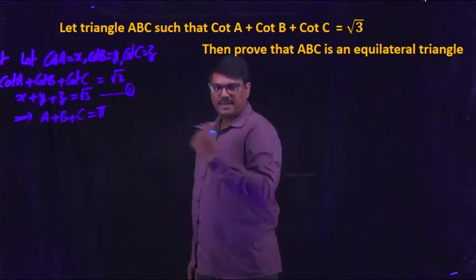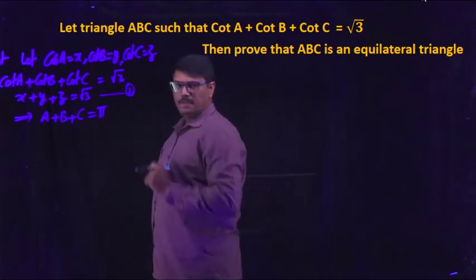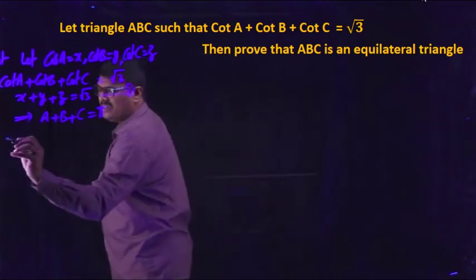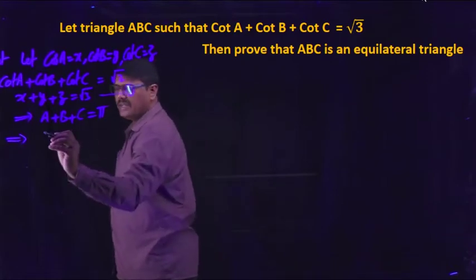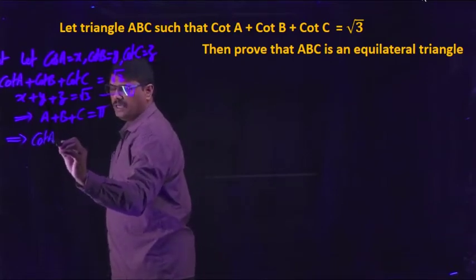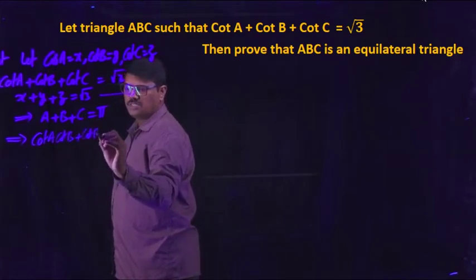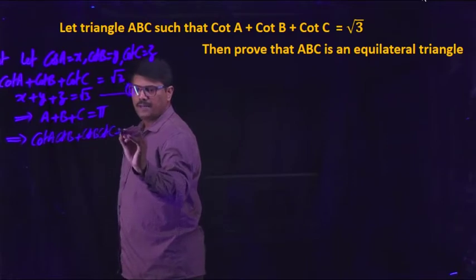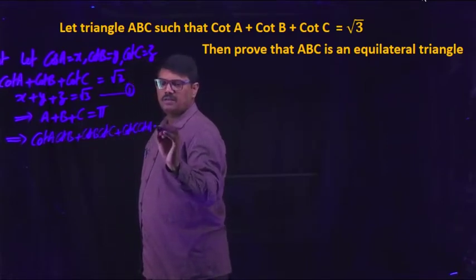Already in our previous video, we have one concept. If A plus B plus C is equal to pi, then we get one condition in terms of cot. That is cot A cot B plus cot B cot C plus cot C cot A, whose value is 1.